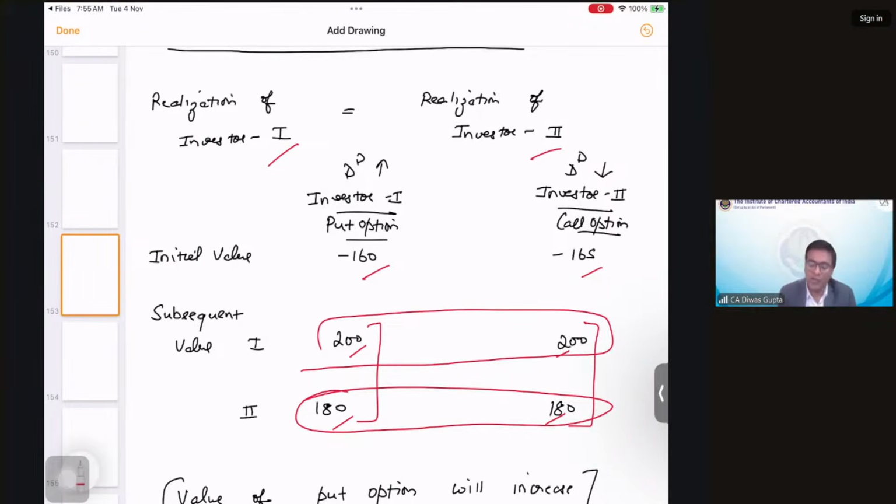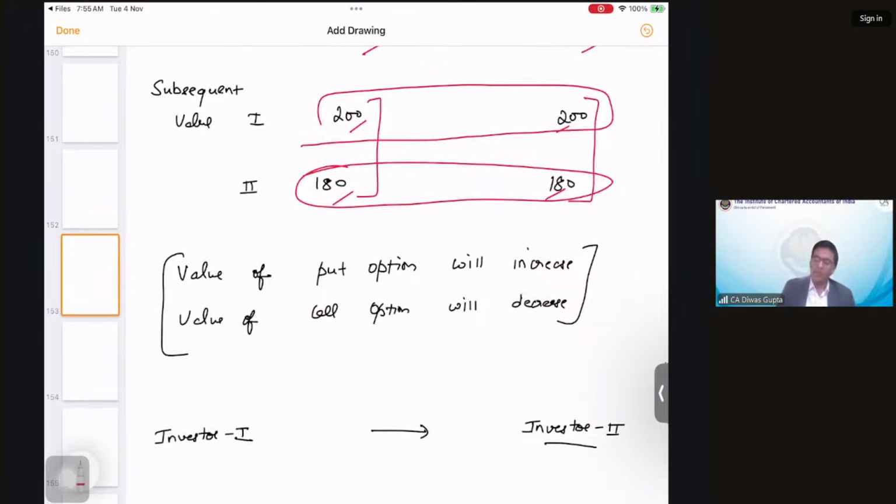Now in this case, what will happen? The demand for investor one's portfolio will increase, because by investing 160 rupees you are still able to make the same amount of money as the person investing 165 rupees. So the demand for this will increase and the demand for this will decrease. The moment that happens, it will increase the value of the put option, because investor one has purchased the put option, and it will decrease the value of the call option. So this will increase or decrease by the demand and supply.